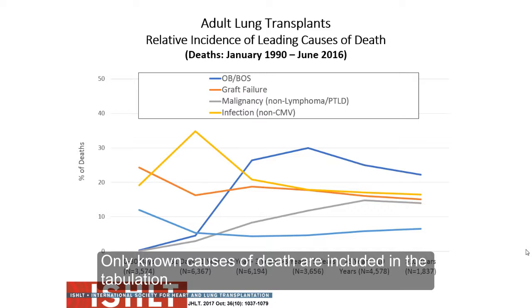And it's just another way to look at the same kind of table showing all the different main causes of death, and malignancy is obviously one of them, and chronic rejection or BOS, the way they've classified it here, infection, and then graft failure, and you can see the malignancy goes way up after the first year, kind of plateaus around the 5 to 10 year mark, but pretty significant.